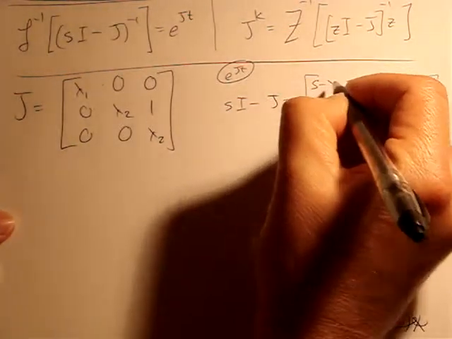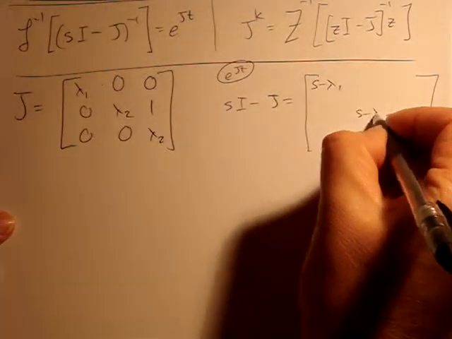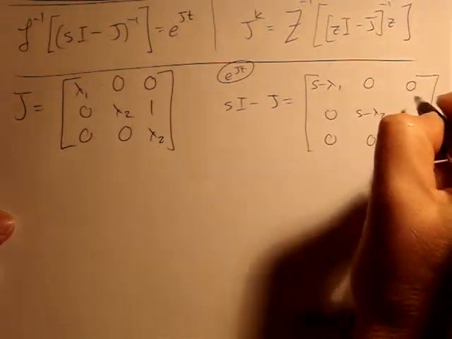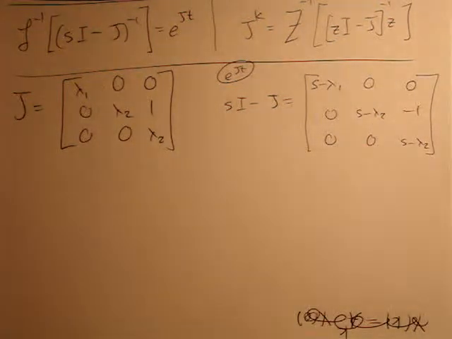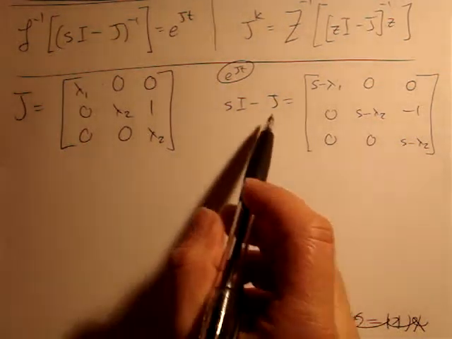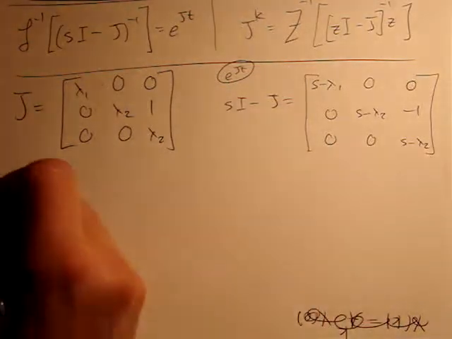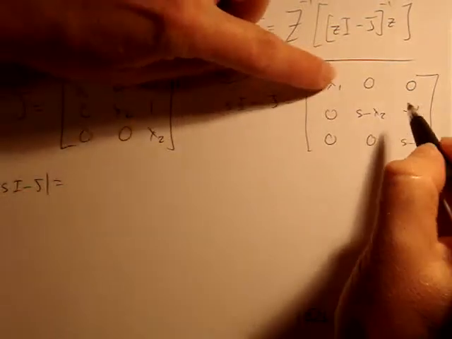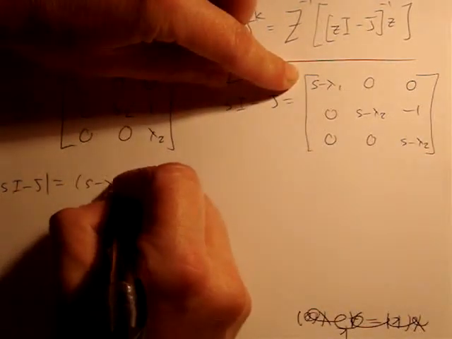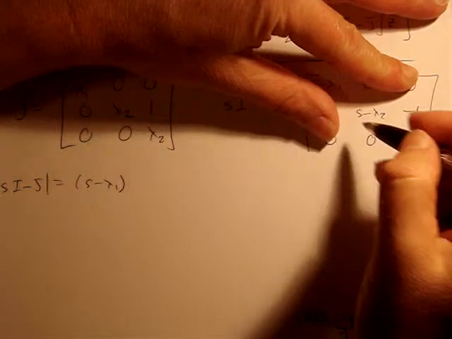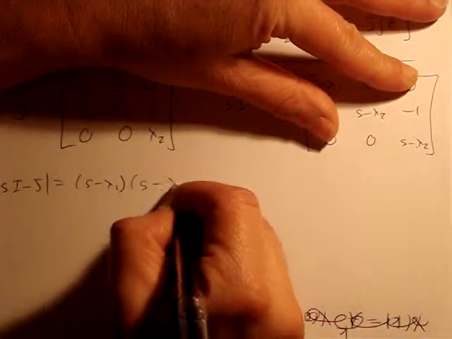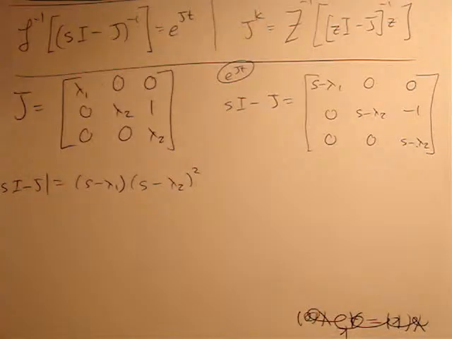sI minus J is going to be s minus lambda 1, s minus lambda 2, s minus lambda 2, zeros, but then here's going to be a negative 1. Okay, so it's not a purely diagonal matrix anymore. And then eventually we're going to have to find the inverse of this, so let's find the determinant of it first. Determinant of sI minus J is going to be, let's pivot around the 1,1 term, so we're going to have s minus lambda 1, and then our determinant of the inner one is just s minus lambda 2 times s minus lambda 2, minus 0. So s minus lambda 2 squared gives us our determinant.